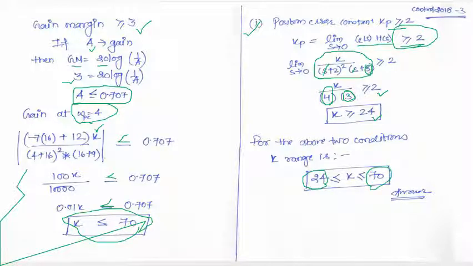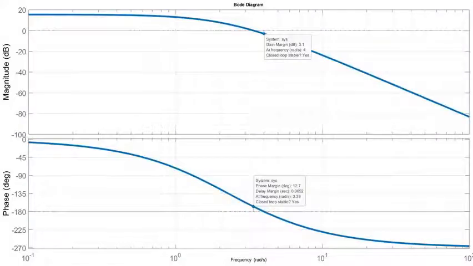If your k is lying between these two values, then obviously you can satisfy both of the criteria. What are those criteria given in the question? The positional error coefficient will be greater than 2 and the gain margin will be greater than 3. So I have considered k equal to 70, and I have plotted the Bode plot of the given open loop transfer function. I have plotted this in Matlab, and you can very well see this.